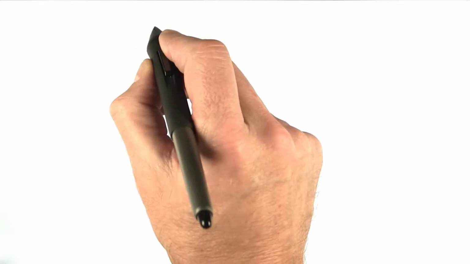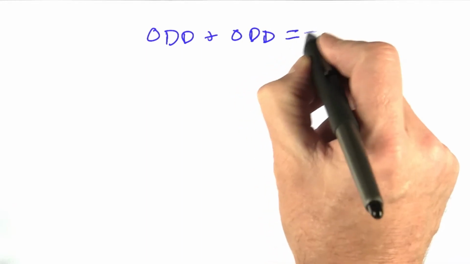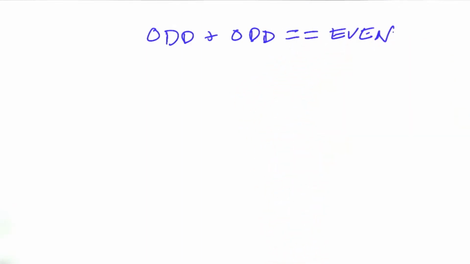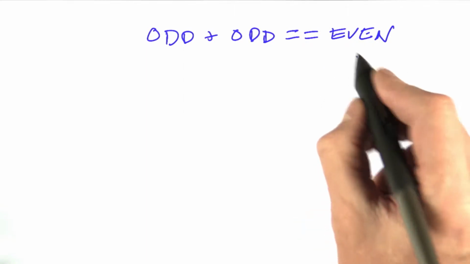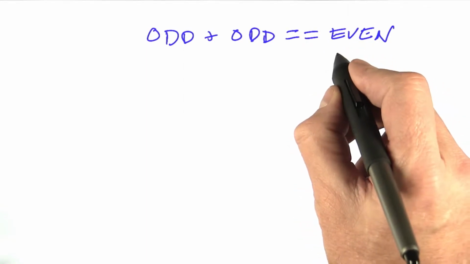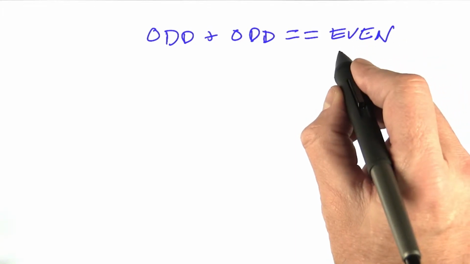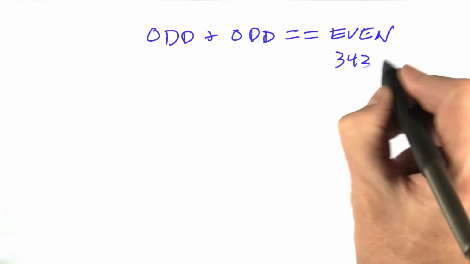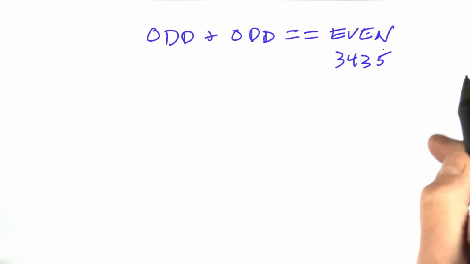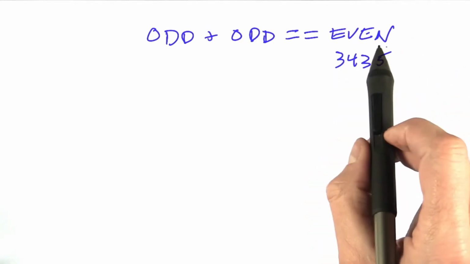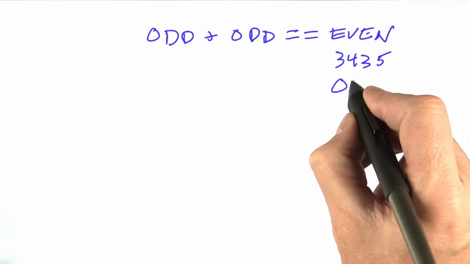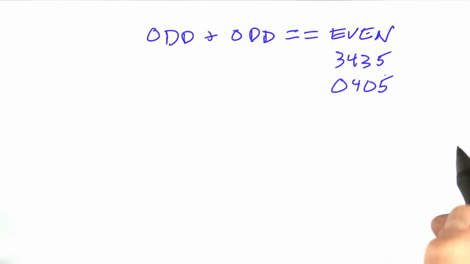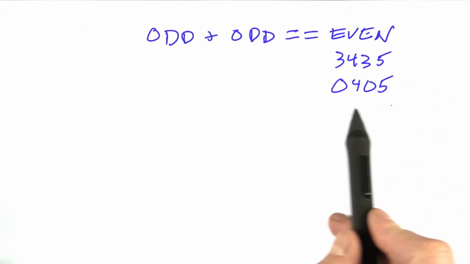So let's say we have a formula like odd plus odd equals even. Now, one of the rules of the way we form numbers is that we don't want to have a number that starts with 0. So even could be, say, 3435. That would be a perfectly valid set of digits to fill in for the word even. But it shouldn't be 0405, because we just don't normally write numbers with a leading 0.